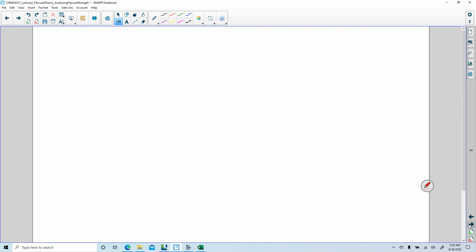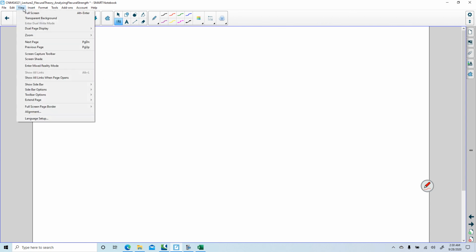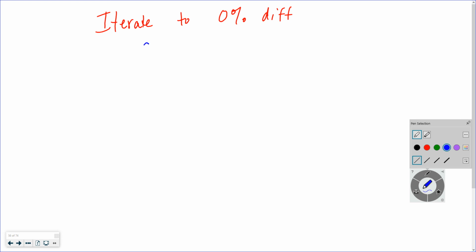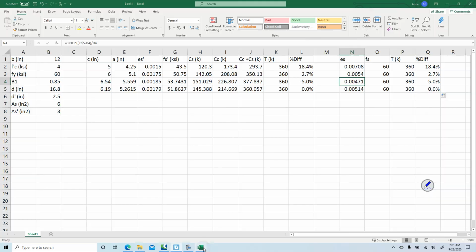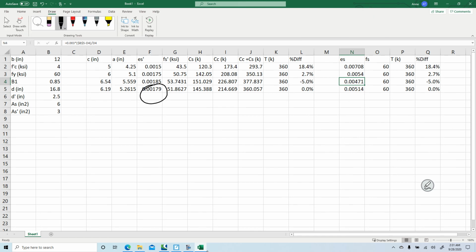So let's see. If you iterate to 0% difference, you get a C of 6.19 inches. Let's see, my strain, right? There's my strain in my compression steel. Stress related to it. See, it hasn't yielded. It's 51.8. My strain in my tensile steel at the centroid definitely has yielded. So 60. There's my T. And C sub C plus C sub S.